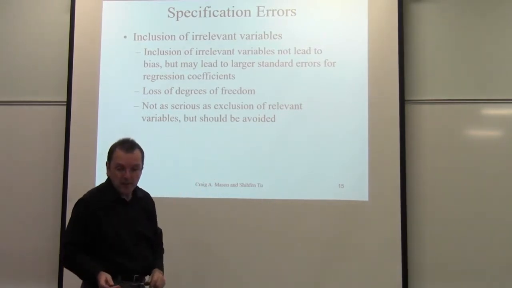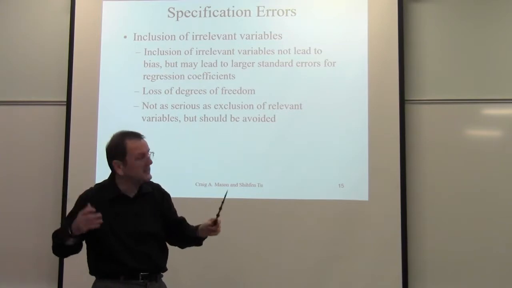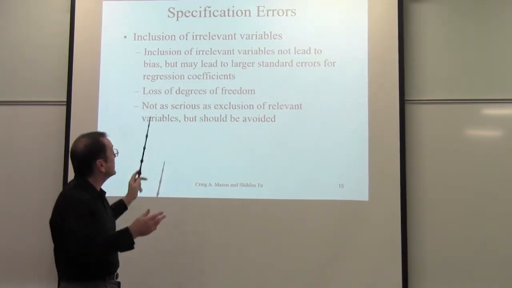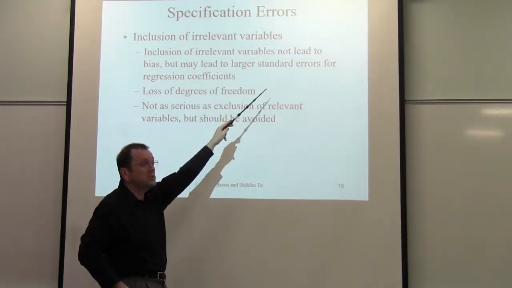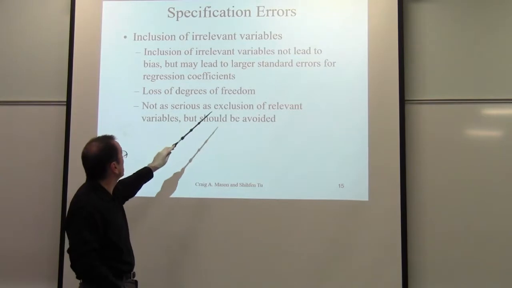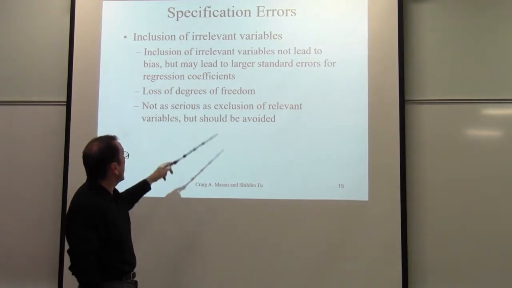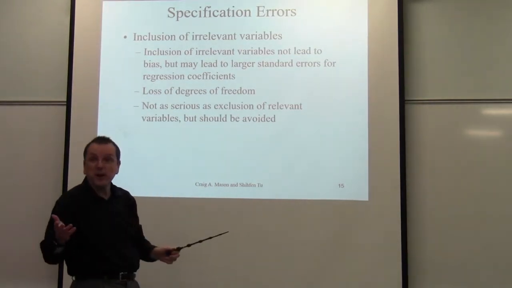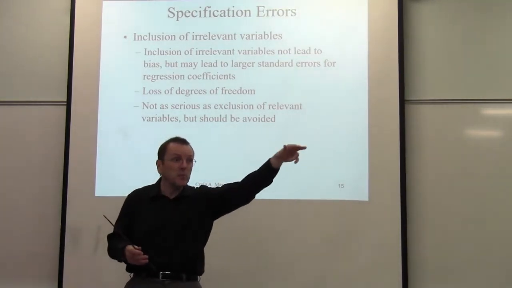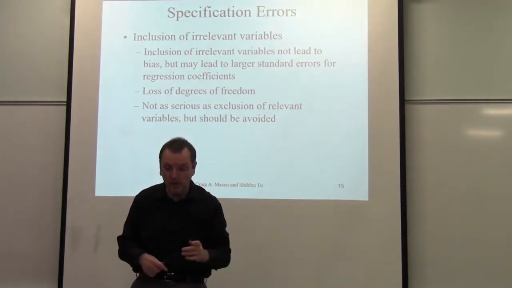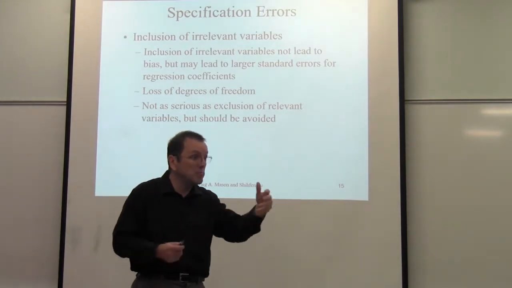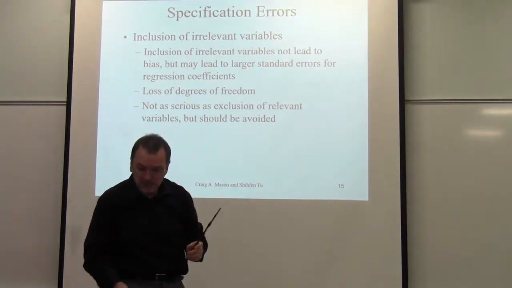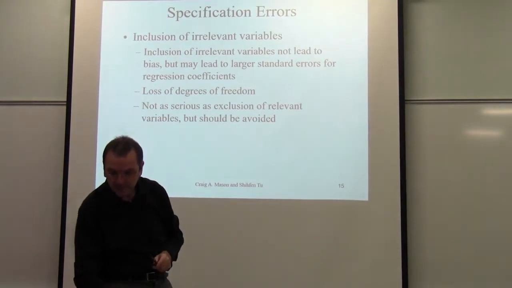Including irrelevant variables is not going to bias your results if you've got a bunch of non-significant variables. But it can give you larger standard errors, which we'll see in a few minutes, which can be a problem. And you're going to lose degrees of freedom because you've got all these additional variables in the model that aren't doing anything for you. So it's not as big of a problem as excluding important variables, but it generally should be avoided.